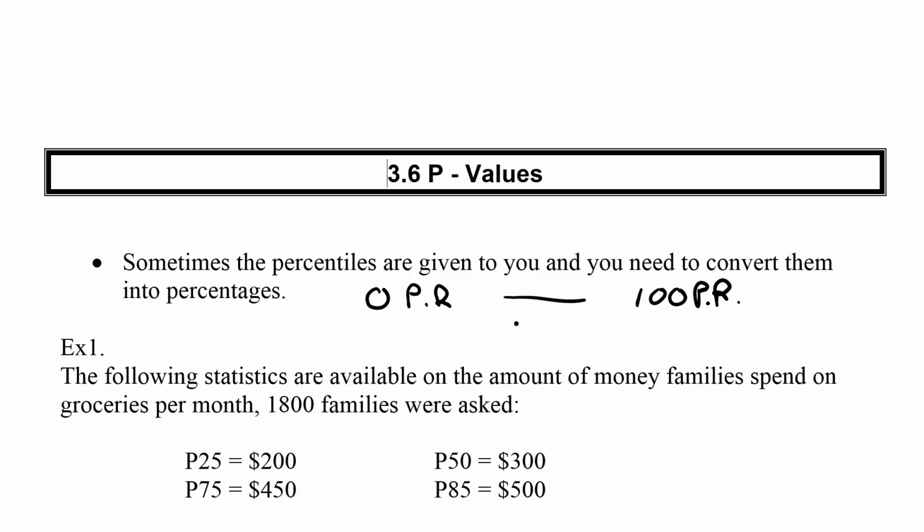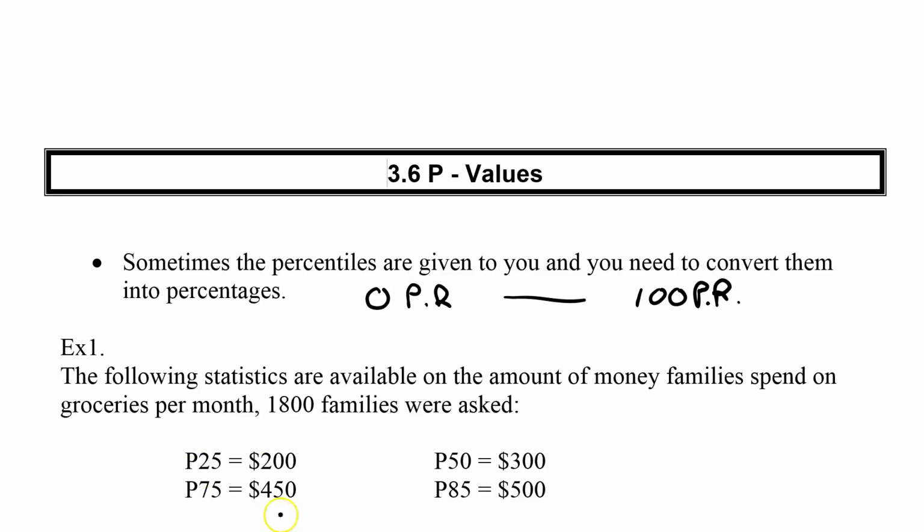So let's look at a typical example here. The following statistics are available for the amount of money families spend on groceries per month. So we've asked 1,800 families, a rather large data set. And when you crunch the numbers, you find that if a person is in the 25th percentile, they're spending $200 a month on groceries. If they're in the 50th percentile, they're spending $300. If they're in the 75th percentile, they're spending $450. And if they're in the 85th percentile, they're spending $500.